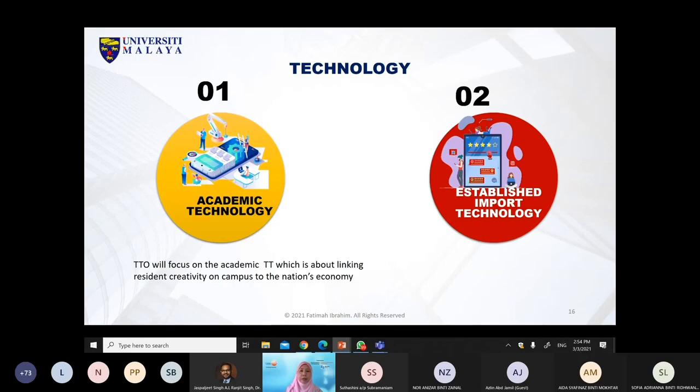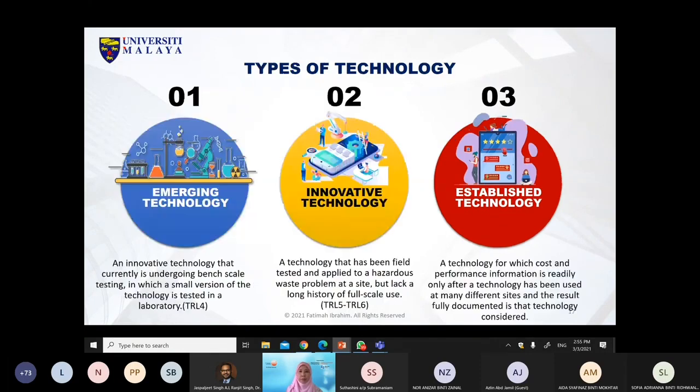So I want to share with you, in technology, there are two types. There is the academic technology and the established import technology. In today's session, I'm going to focus on the academic technology. This academic technology is about linking the resident creativity on the campus to the national economy. The established import technology is the one where you import a well-established product from overseas.